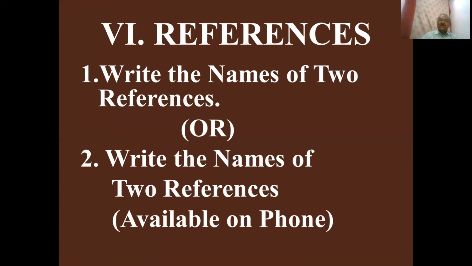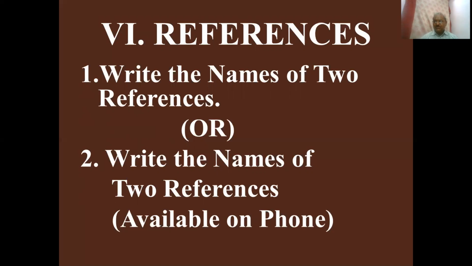Next one, the sixth and the last one: references. Write the names of two references. Just as in the chronological CV, two references ought to be given here also. Here the option is given: or write the names of two references available on phone. Give the names of people as referees who are ready to lift the phone call whenever any company organizer, manager, or employer calls that referee.